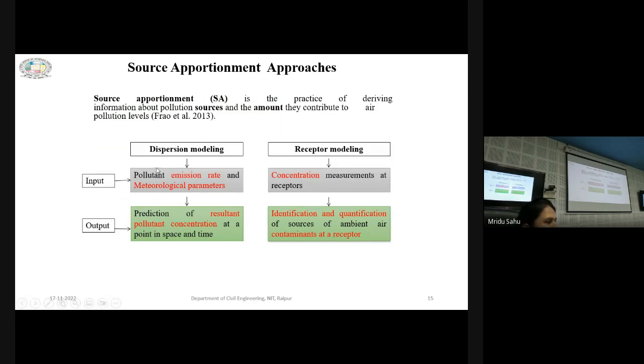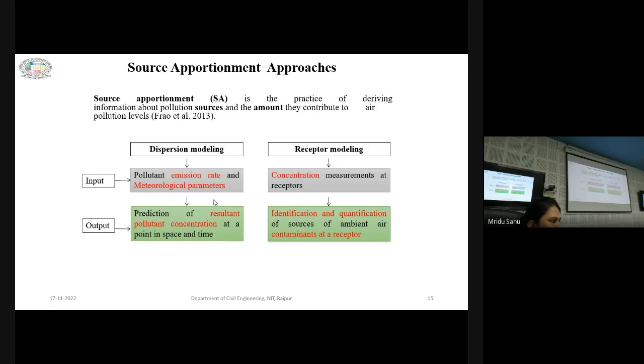The input required for dispersion models is pollutant emission rate and meteorological parameter data. Like during the winter season, we say that the pollutant concentration is very high. We observe this. What may be the significant factor? If I discuss meteorological factors like wind, precipitation, and temperature, you can see the effect of that particular meteorological parameter on pollutant concentration.